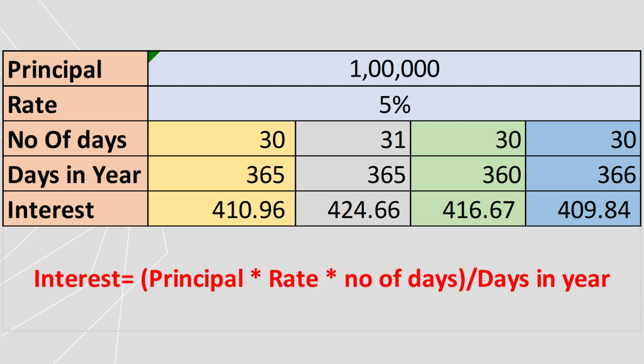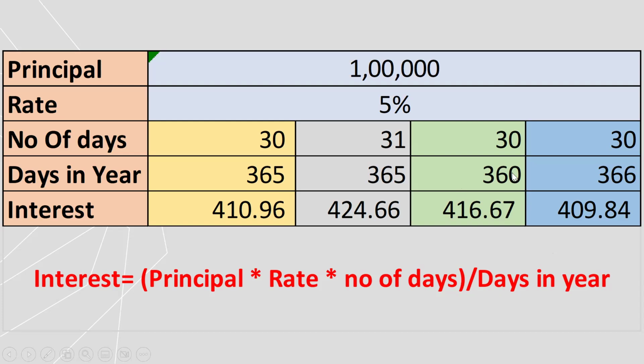If you see the first scenario and the third scenario, the interest is a little higher for the third scenario. Why? Because the 5% percentage is the same, but look at the maths formula: the denominator, if the number is more, then the output is less. If the denominator number is less, then the output is more. So if I consider the number of days in a year as 365, then I'm getting 410.